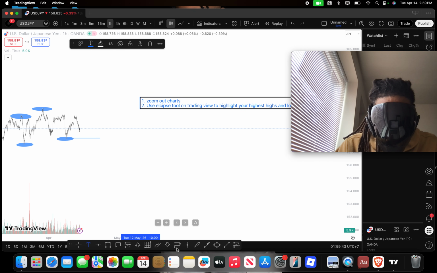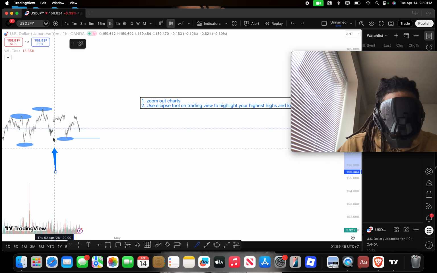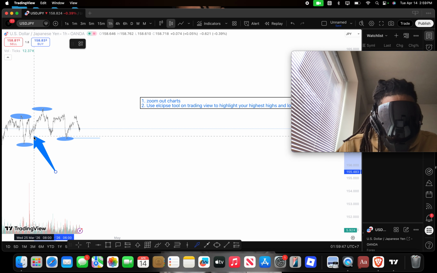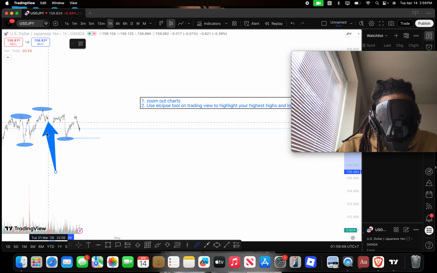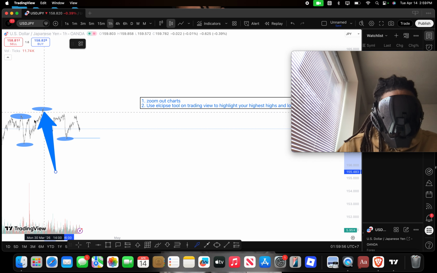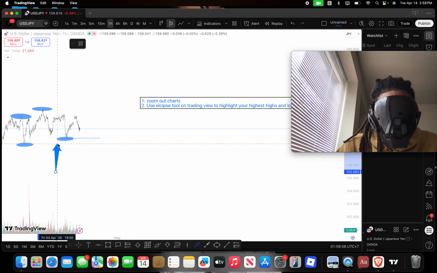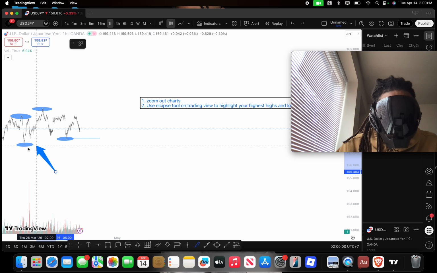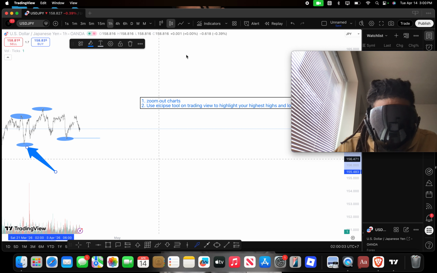If you see where I had the blue circles, I could have marked up this as a low, that as a low, and all this internal structure here, but that's not what we're doing right now. We're doing the highest highs and lowest lows. So the highest highs are up here, where I'm putting the blue arrow, and the lowest lows are right here. So that's what that means.